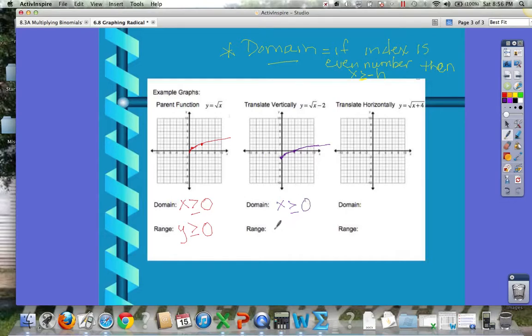And our range, though, will change. Our range is going to be greater than or equal to. It's shifted down, so now anything above -2. So greater than or equal to -2. All right, now this one. This one says x plus 4 under the radical. So that means it's going to be shifted to the left 4. So we're going to start right here.